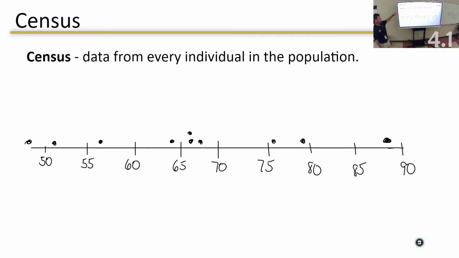Y'all okay? On your test, on one of your questions, it's going to say, which of the following is least likely to be able to do a census? Well, all of them are not very likely, but which one is least likely? And I think it has something to do with the fish in the lake.